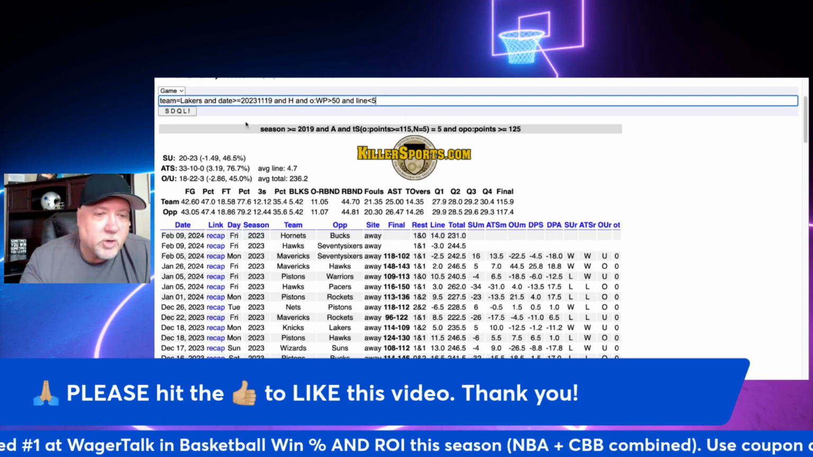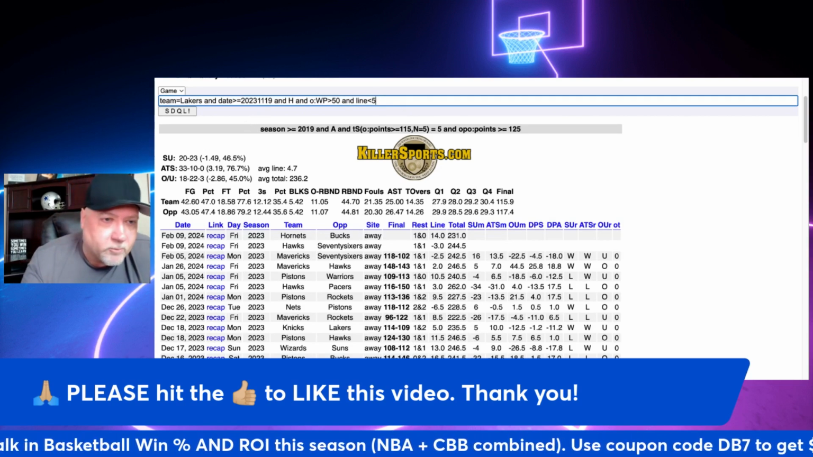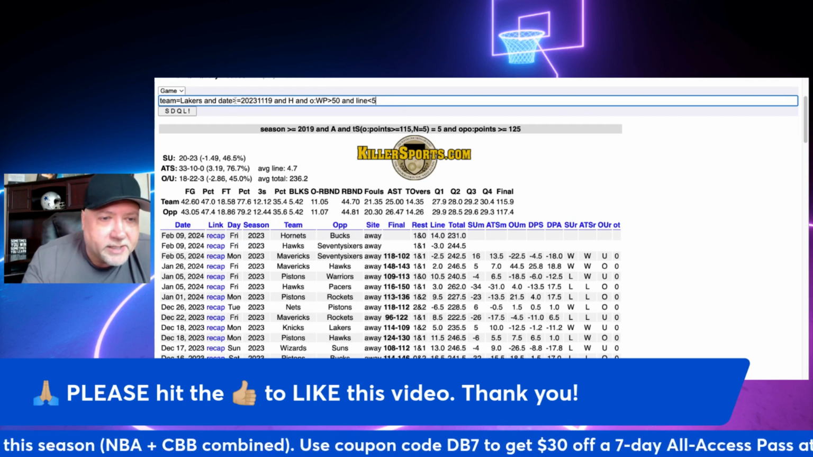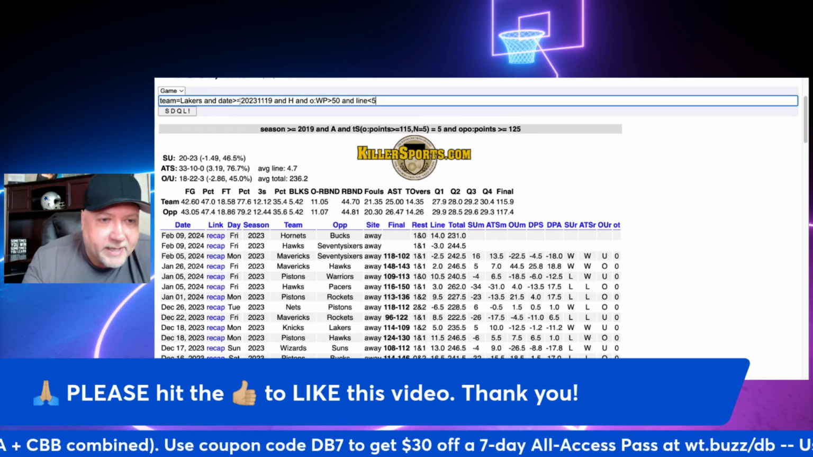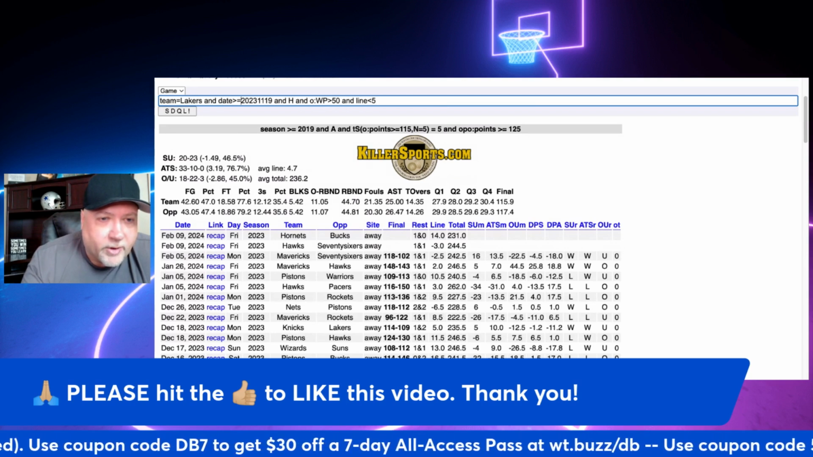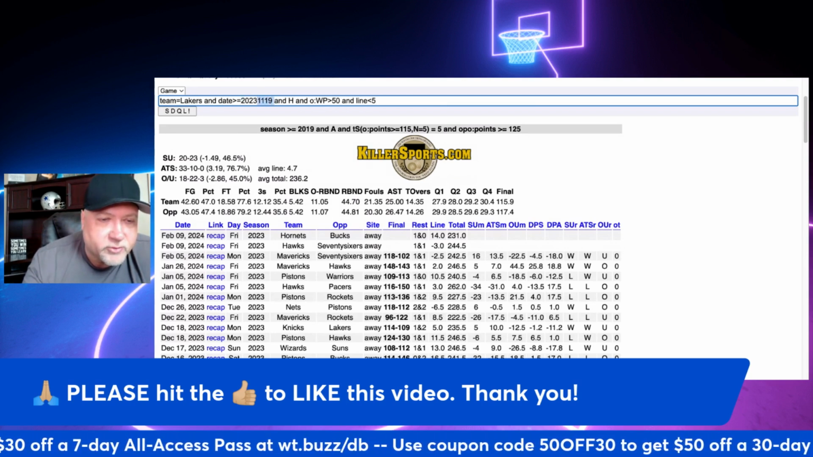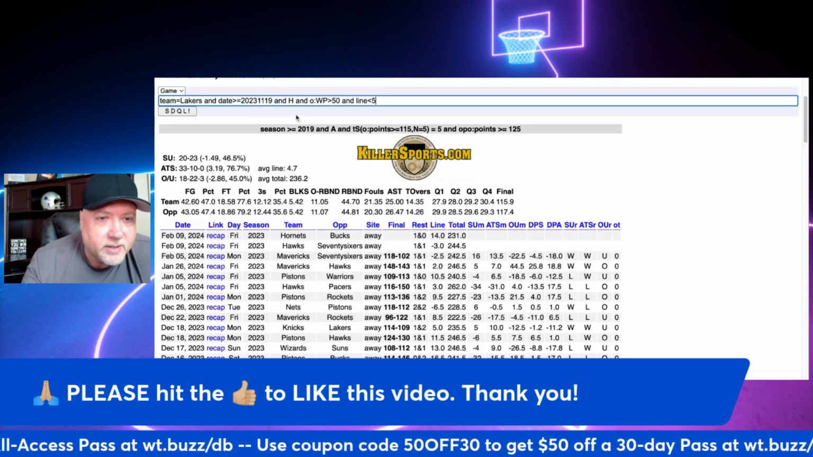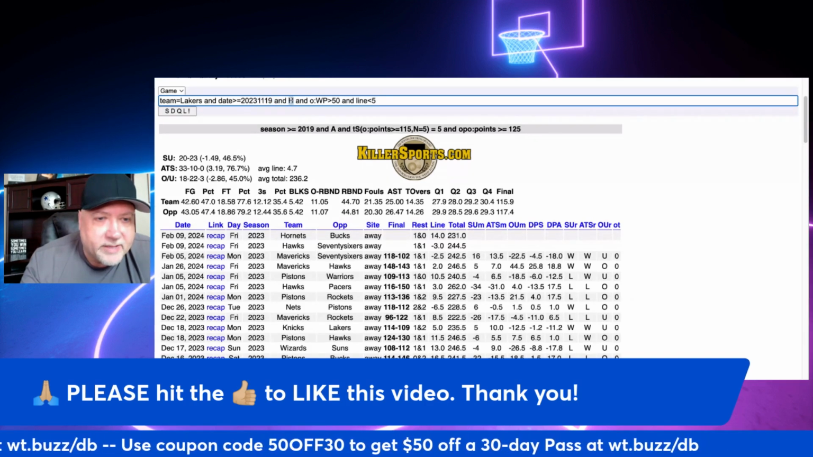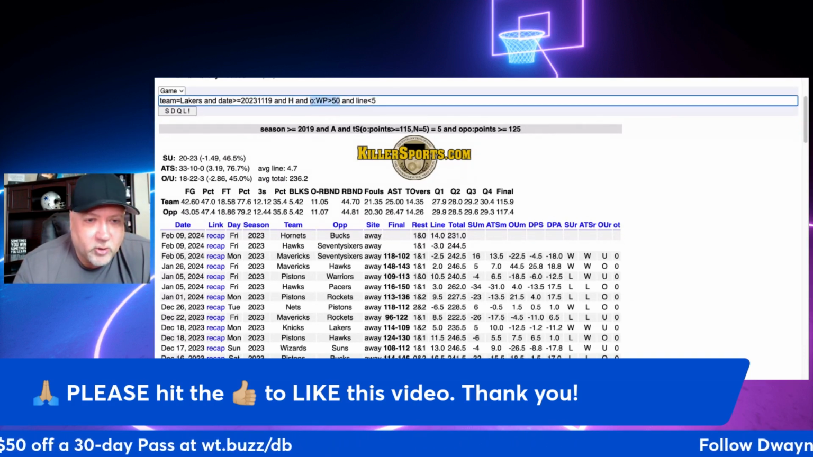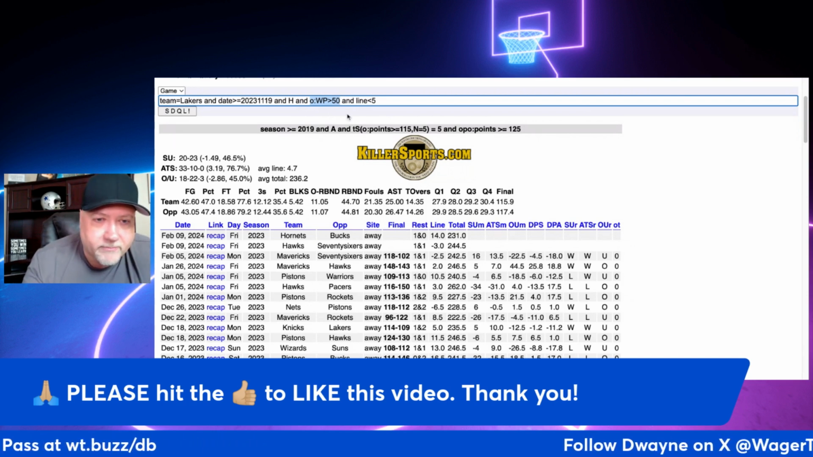For this one, now we're going team trends here. We're looking at the Lakers. And instead of season, we're looking at a specific date span here. We're going all the way back to November 19th of 2023. We're looking at the Lakers at home when their opponent's win percentage is greater than 50. So in other words, they're at home playing against a team with a winning record.